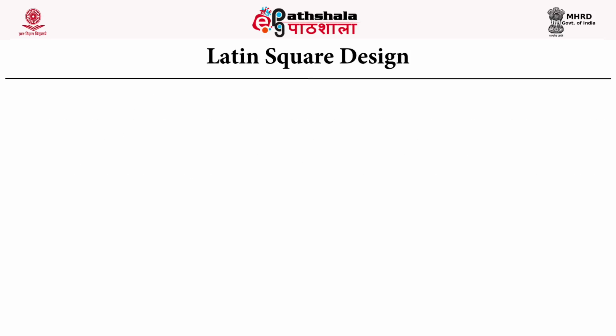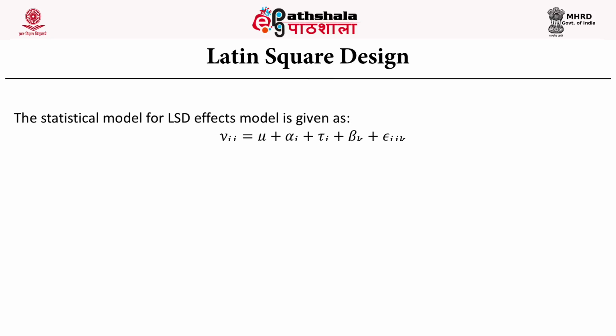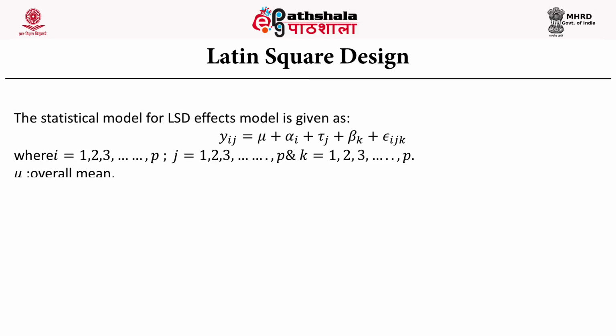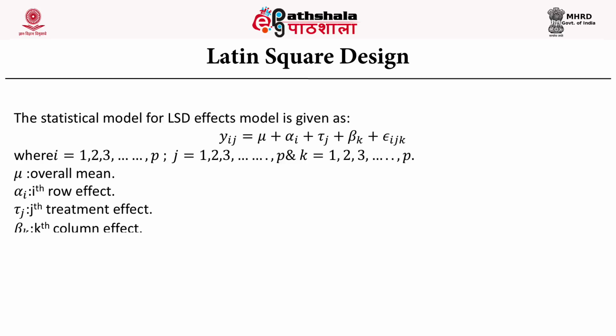The statistical model for the LSD effect model is given as Yijk is equal to mu plus alpha i plus tau j plus beta k plus epsilon ijk, where i varies from 1 to p, j from 1 to p and k varies from 1 to p, where mu represents the overall mean, alpha i is the ith row effect, tau j is the jth treatment effect, beta k is the kth column effect, and epsilon ijk represents the error term that follows a normally distributed random variable with mean 0 and variance sigma square.